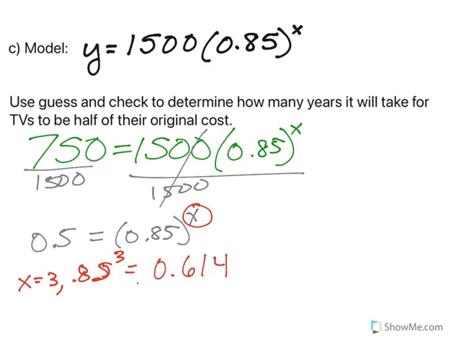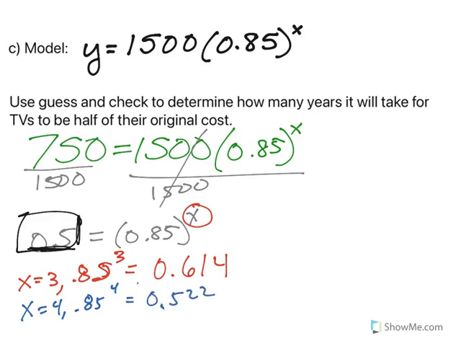I'm shooting for 0.5 in this case. That's too high. So say, okay, well, let's go to x equals 4. So 0.85 to the fourth gives me 0.522. Still too high. X equals 5. 0.85 to the fifth gives me 0.44. So when will it be half the original cost? Well, it's going to be somewhere between years 4 and 5.